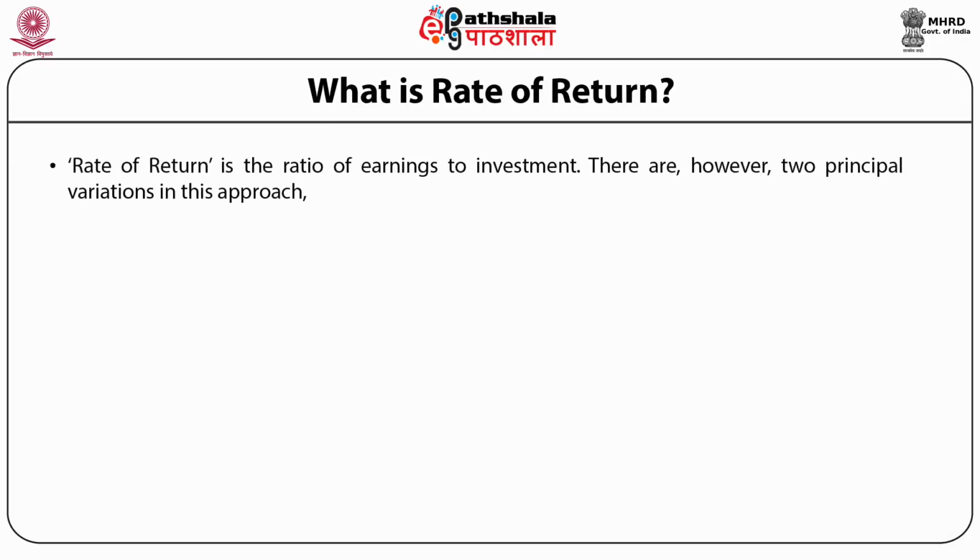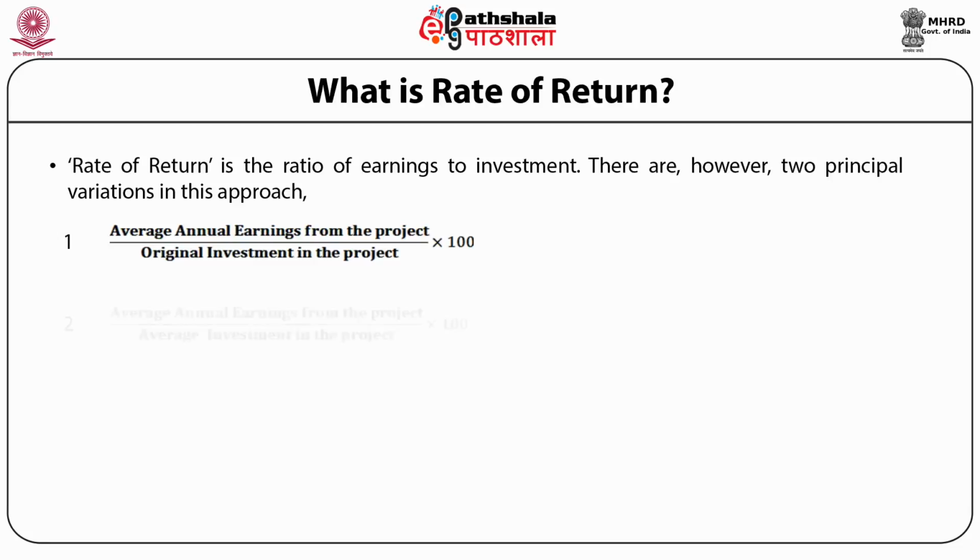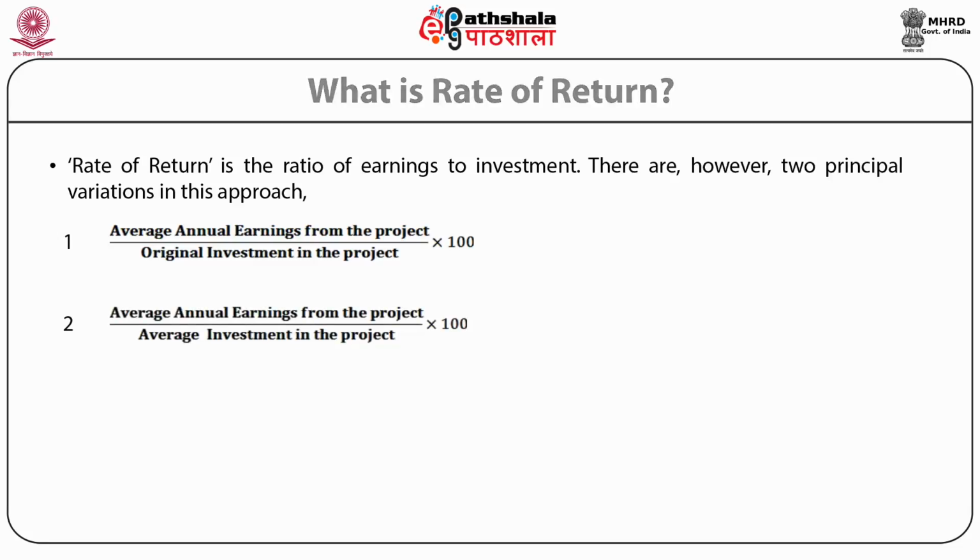Rate of return is the ratio of earnings to investment. There are, however, two principal variations in this approach. The first one is average annual earnings from the project divided by original investment in the project into 100. Number 2, average annual earnings from the project divided by average investment in the project into 100.